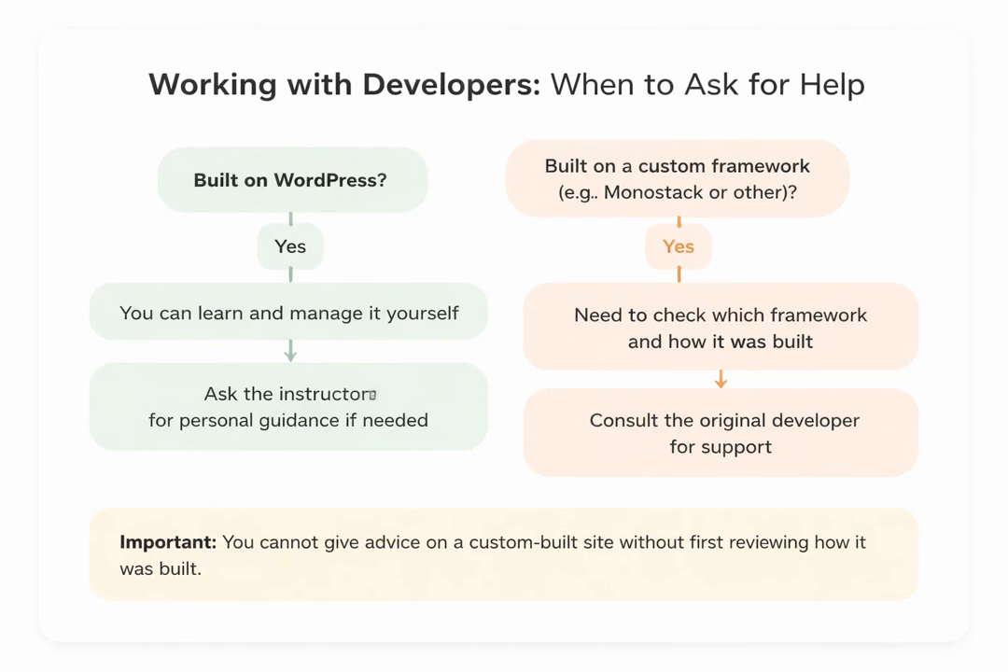When it comes to websites, there's an important distinction to understand. If a website was built on WordPress, there's a good chance you can learn to manage and update it yourself, and the instructor offers to personally help with that. However, if a website was built on a custom framework, like Monostack or another custom stack, then you need to first understand exactly how it was built and which technologies were used before you can offer any advice or make changes. You can't just assume you know how to fix or update a site without reviewing its structure first. This is a professional mindset. Always investigate before you advise.